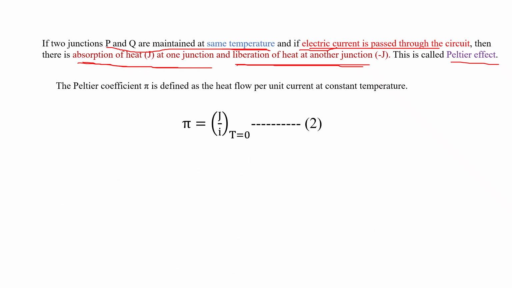So the Peltier coefficient pi is known as the flow of heat per unit current. That is, the heat flow is taking place purely due to the flow of current. So the heat flow is represented as J in the numerator, and the current flow is represented as I in the denominator. Here you can see the temperature is constant.